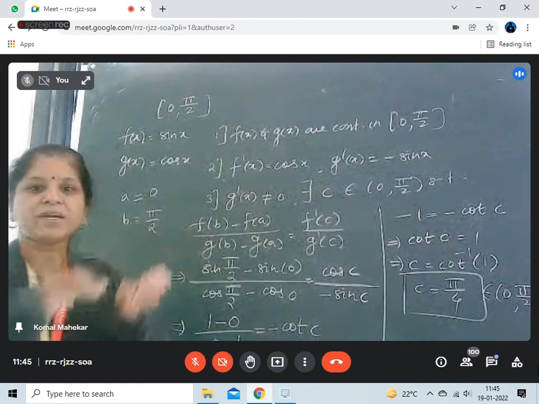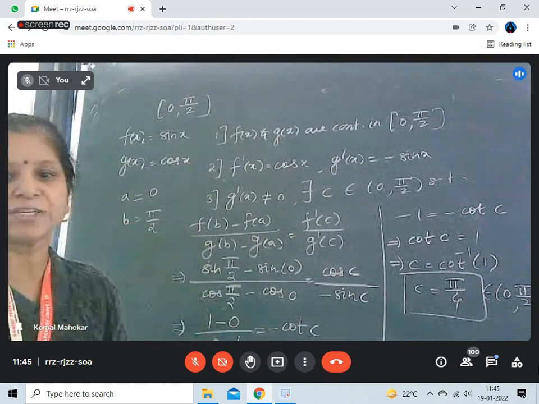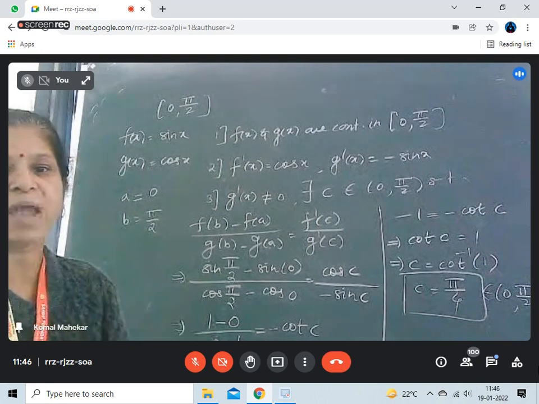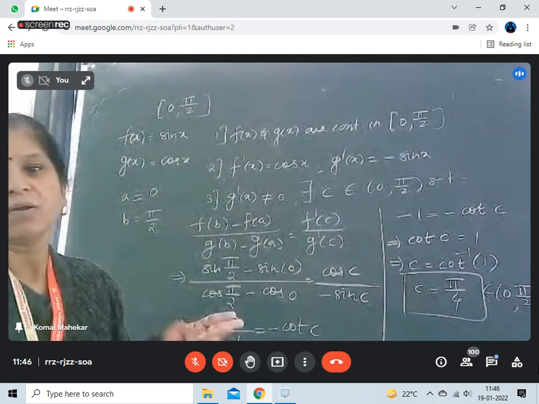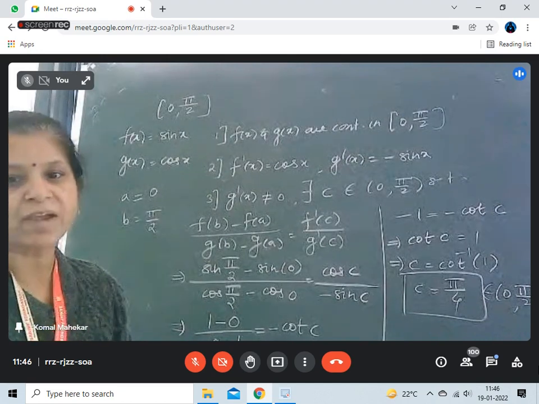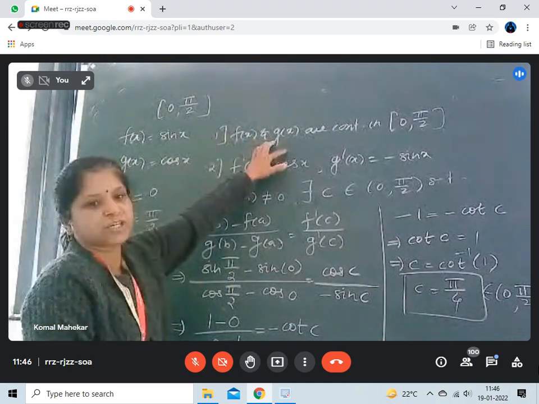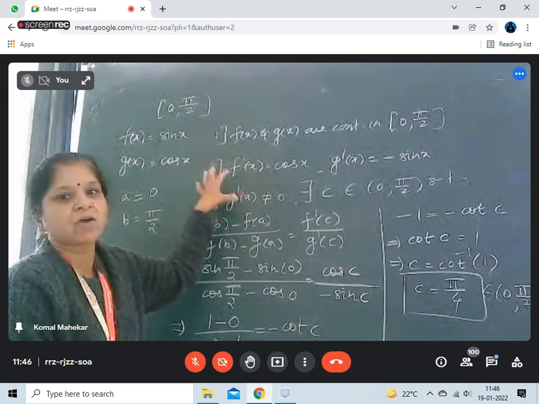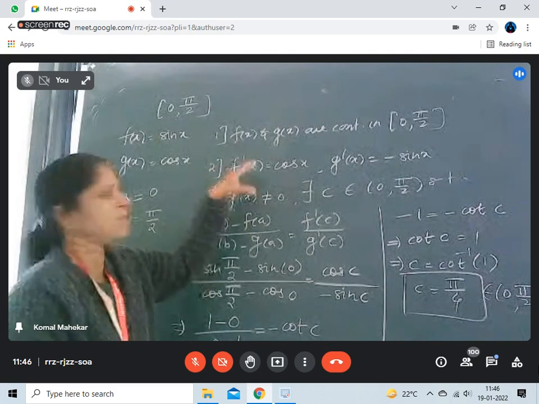0 और pi by 2 के बीच में pi by 4 एग्जिस्ट होता है. Pi by 4 की वैल्यू lies in between 0 and pi by 2. So our Cauchy's mean value theorem is verified for these two functions fx and gx. In this way we can verify Cauchy's mean value theorem for the given functions.